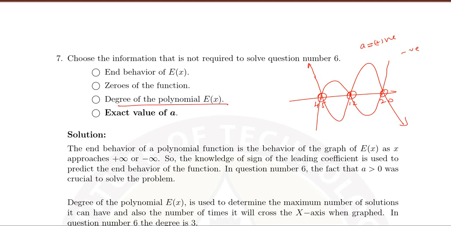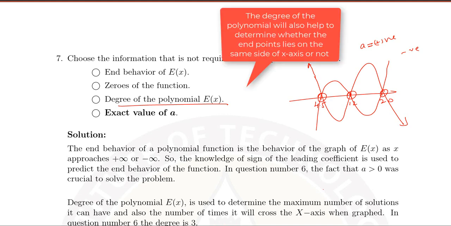Degree of the polynomial of E of X. Now this is again an essential statement in order to solve question number 6. If the degree was unknown to us, this graph would have been totally different. Let's say if the degree was 4 and only these 3 points were given to us, we would have had to calculate the other factor, and the graph would have been something like this. So that information is very much essential to know the characteristics of the curve.